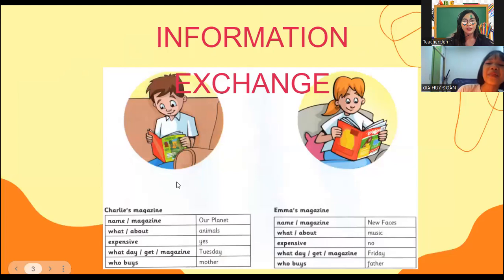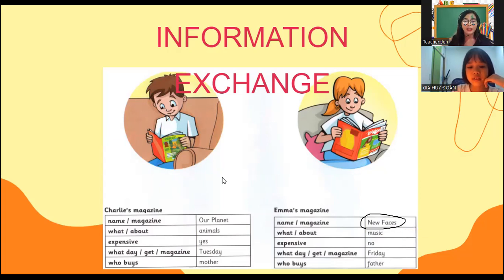We finished. We have another one. Okay, this is an information exchange here. What is the name of the magazine? We have Charlie and Emma. So now, what is the name of the magazine of Charlie? The magazine of Charlie is Our Plan. How about Emma's magazine? Emma's magazine is New Faces.